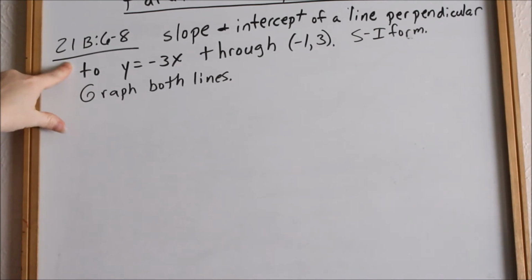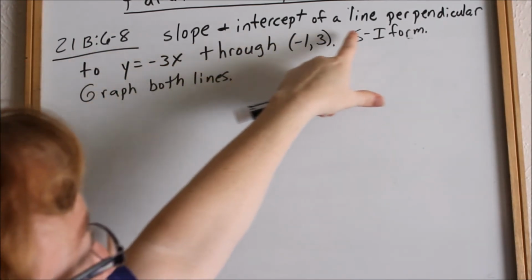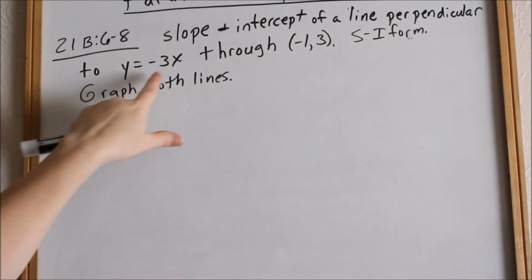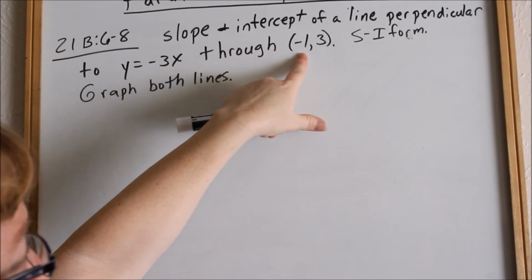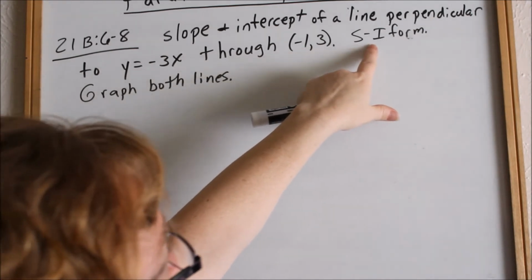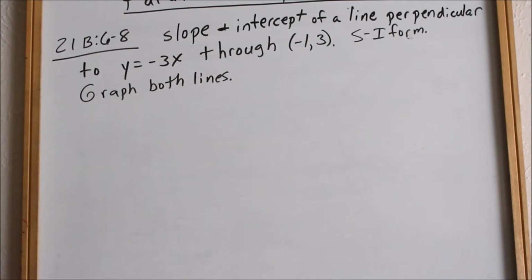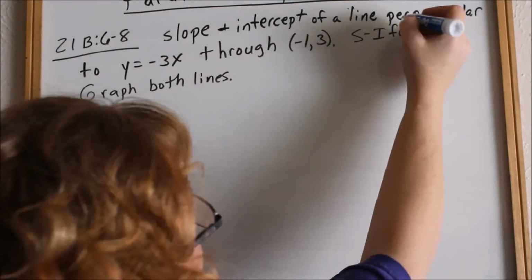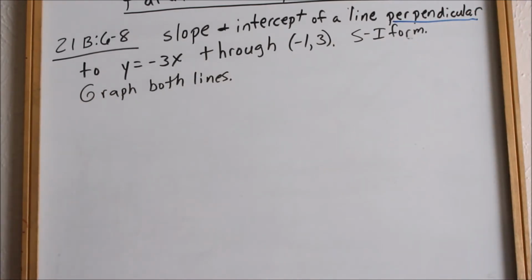We're looking at 21b, 6 through 8. They're asking us to find the slope and the intercept of a line perpendicular to y equals -3x through the point -1, 3. They're asking you to put the new line in slope-intercept form and then to graph both lines. The key here is that we want to be perpendicular, okay? Perpendicular lines have opposite reciprocal slopes.